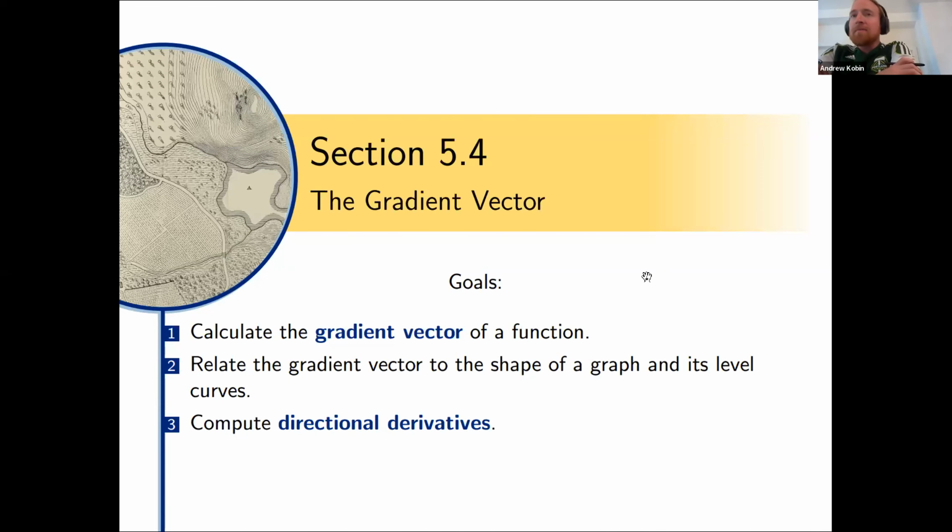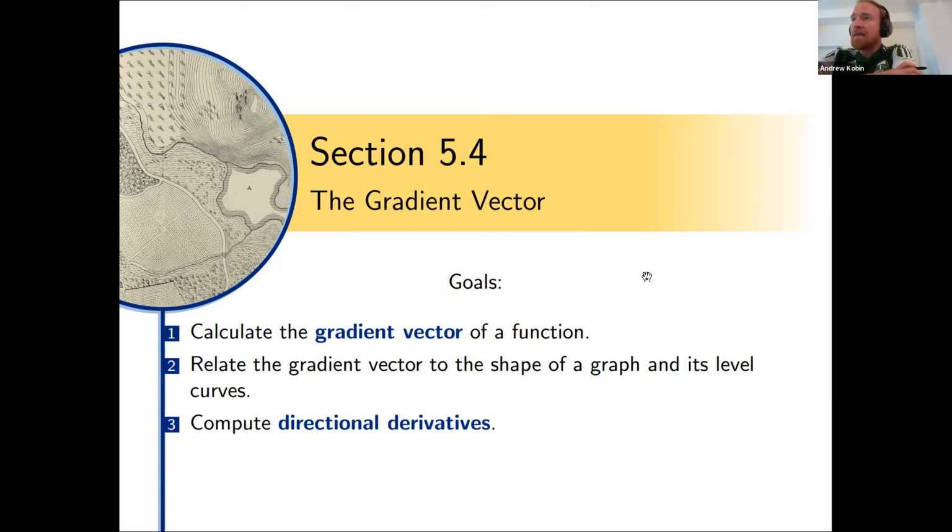Hey everybody, welcome to lecture 5.4 on the gradient vector. In this video, we're going to take our knowledge of vectors from the last few sections in chapter 5 and pair it with multivariable calculus to produce something called the gradient vector and, related to this, directional derivatives. Together, these will be a more sophisticated way of measuring rates of change for multivariable functions, meaning functions of two input variables or more.